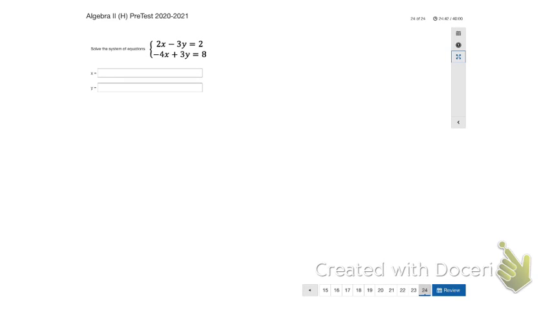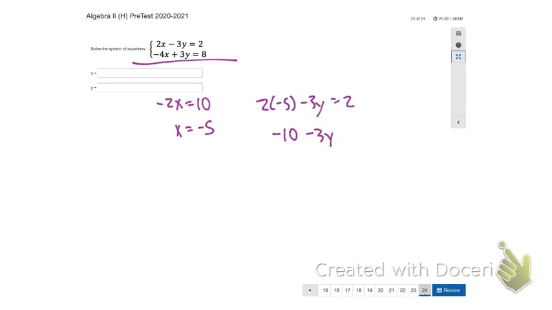All right, last one, solving the system again. This one is easiest to solve by elimination because it's set up perfectly for elimination. Because if I add these together, the y term eliminates. So I will have -2x equals 10. So x equals -5. Once you know what x is, plug it back into either equation. So -10 minus 3y equals 2. So -3y is equal to 12, and y is equal to -4.